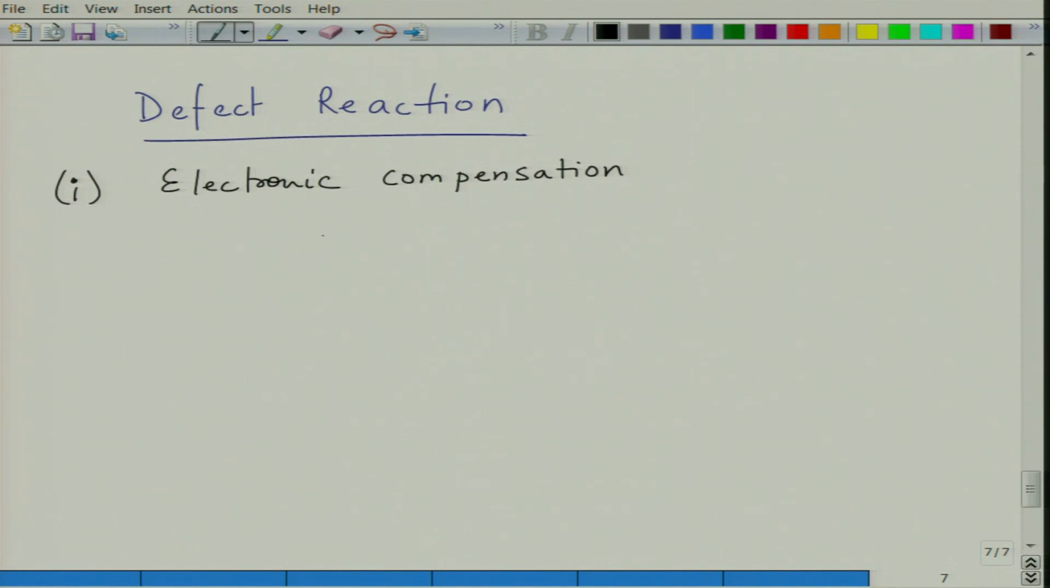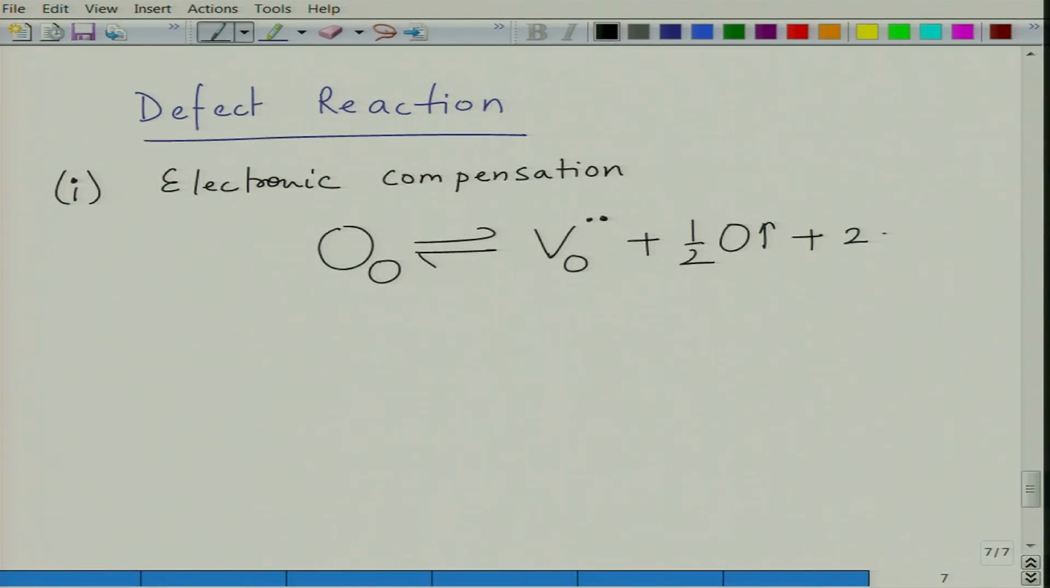The electronic compensation is written as oxygen at oxygen site goes out, giving rise to a vacancy of oxygen, which means the sites are preserved. The site which was filled earlier is preserved. We have created one vacancy of oxygen. What about the mass balance? Mass balance is not preserved as yet because we have to account for this oxygen. This oxygen goes out, half O2. Now the mass is also preserved, but the charge is imbalanced because these are two positive charges, which means you need to create two electrons in order to have the charge balance. This is what basically means ionization of oxygen vacancies.